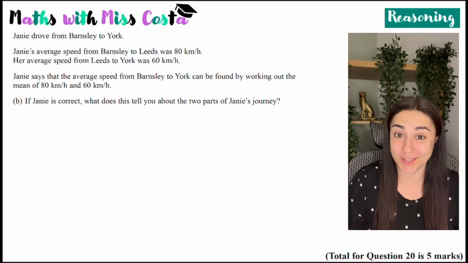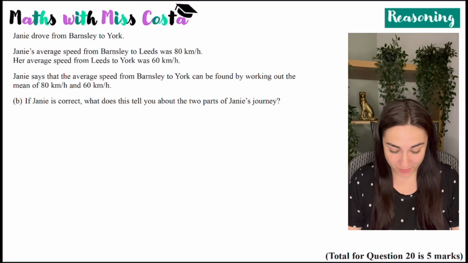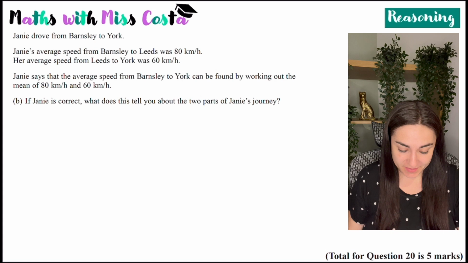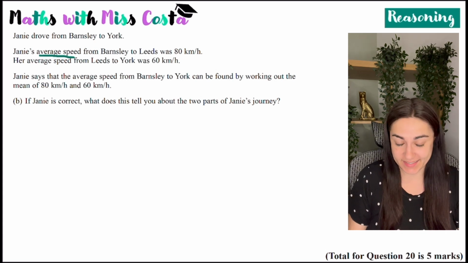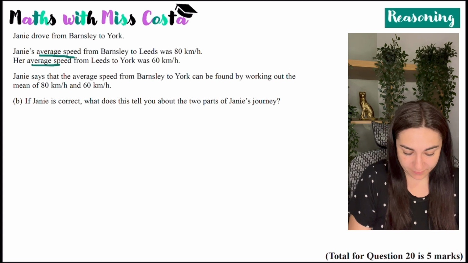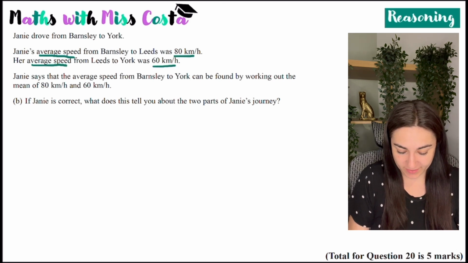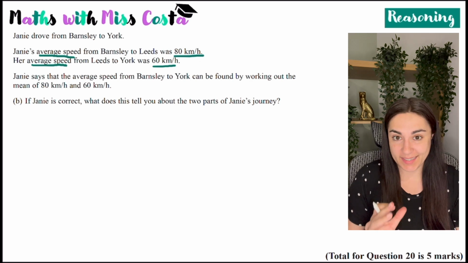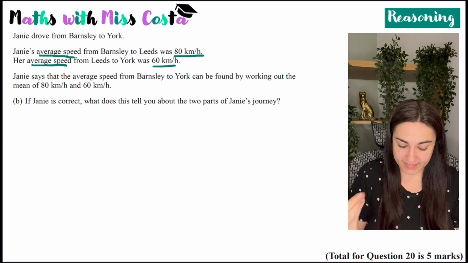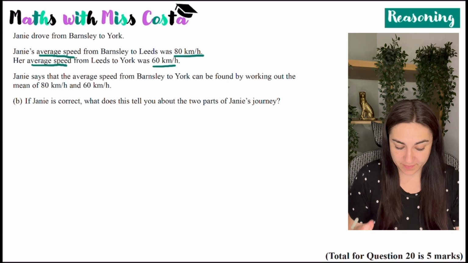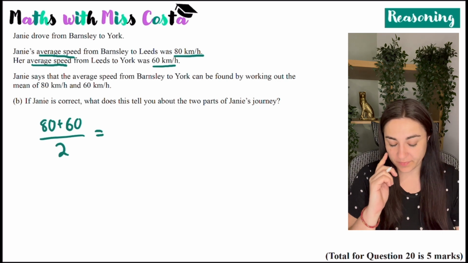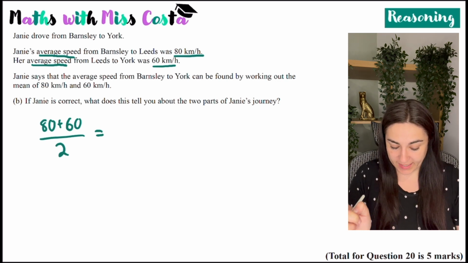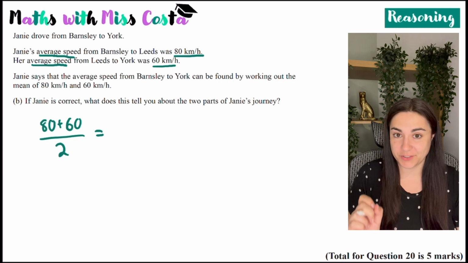So this is quite a tricky question, just for 1 mark, but it's saying Jenny drove from Barnsley to York, and her average speed from Barnsley to Leeds was 80 kilometers per hour, and her average speed from Leeds to York was 60 kilometers per hour. Now she says that the average speed from Barnsley to York can be found by working out the mean, which means adding 80 plus 60 together and dividing by 2. If Jamie is correct, what does this tell you about the two parts of Jamie's journey?